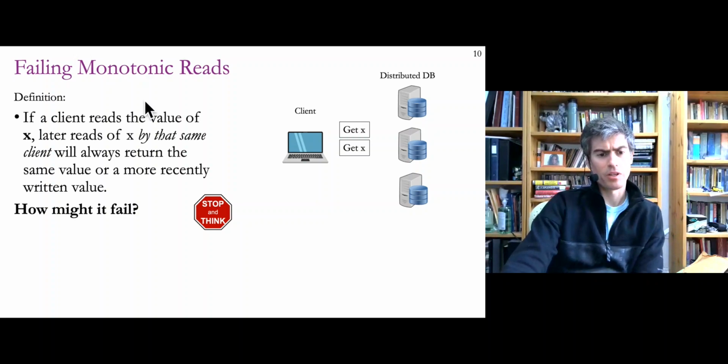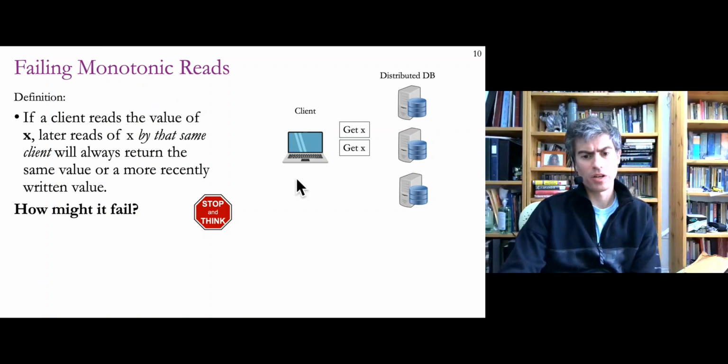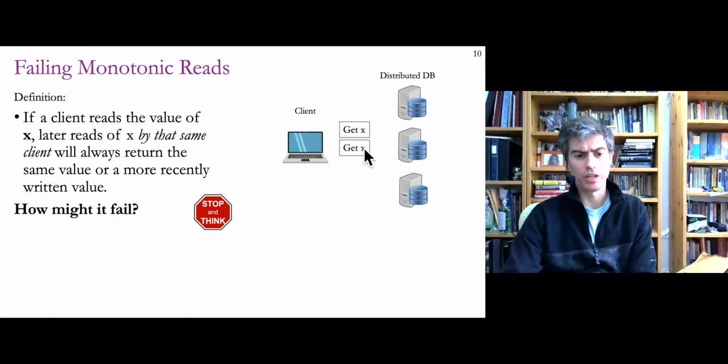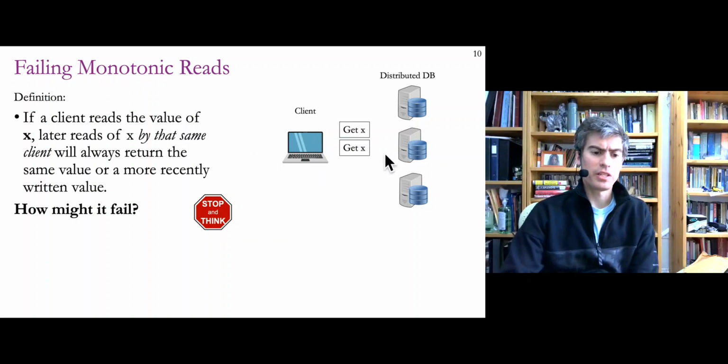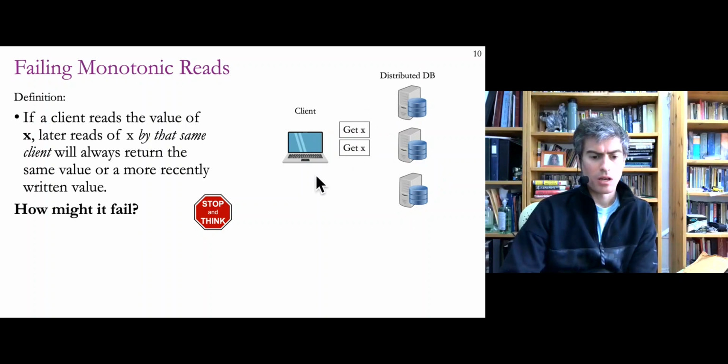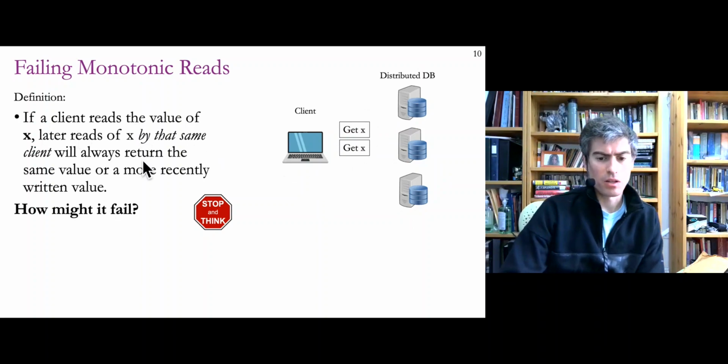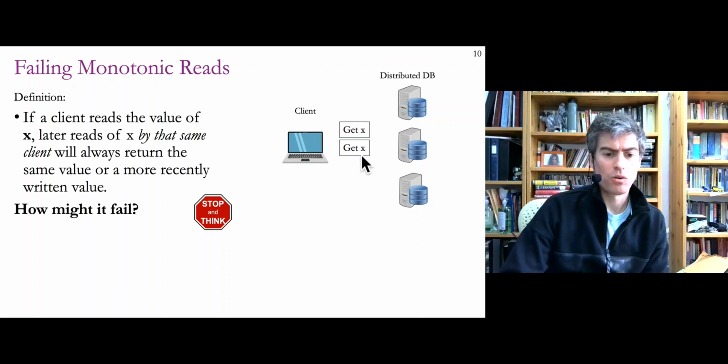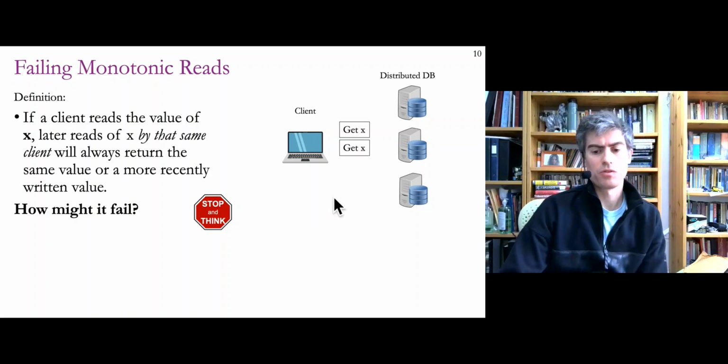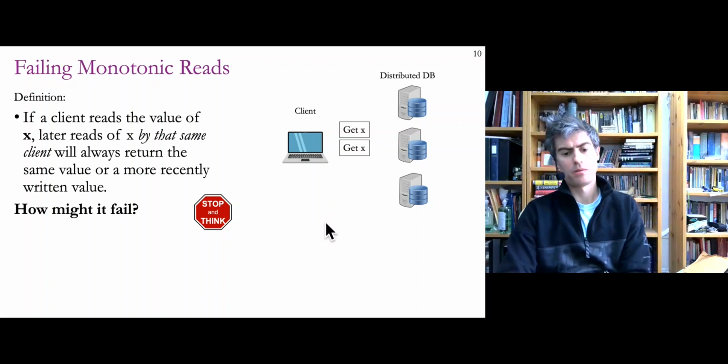discussion here, but looking specifically at reads. Just to illustrate it, we have a client that is planning to do two reads. Remember, we want the later read to get the same value or a more recently written value. How could this fail? Given that we have a distributed database and two reads, how could this property fail? In other words, the second read gets an older value than the first read. Okay, stop and think about that.